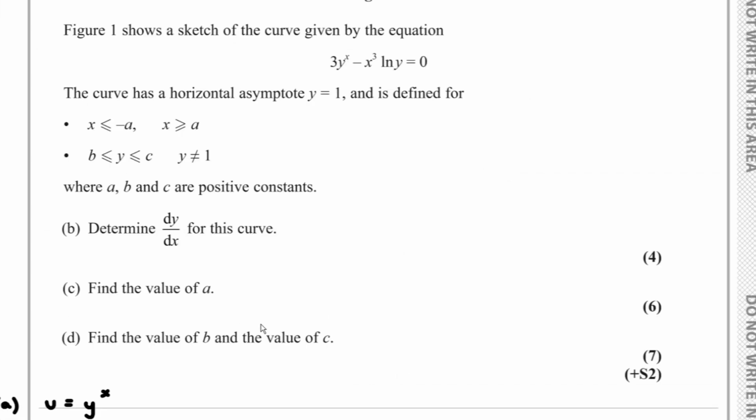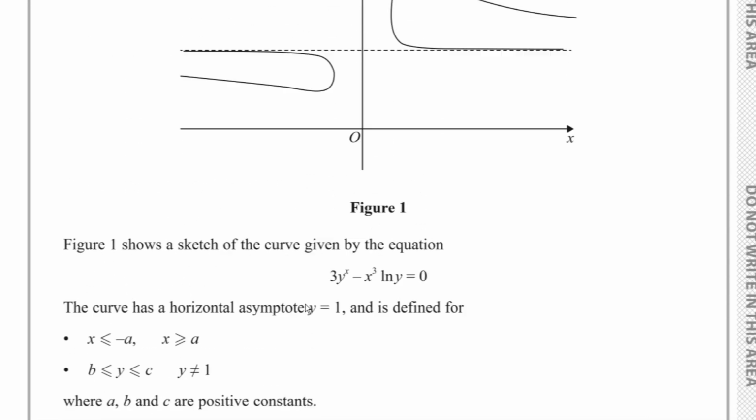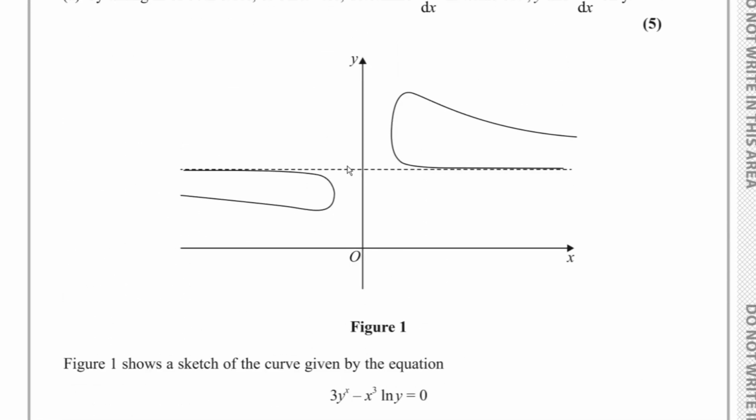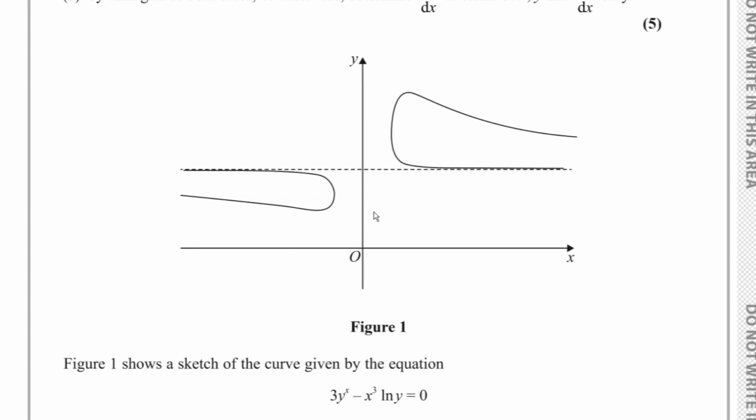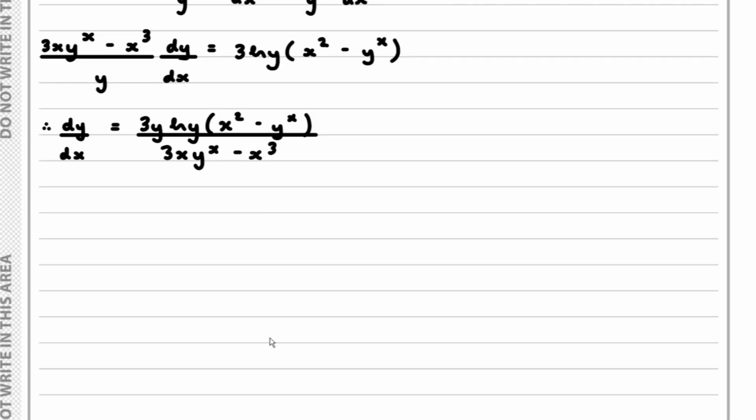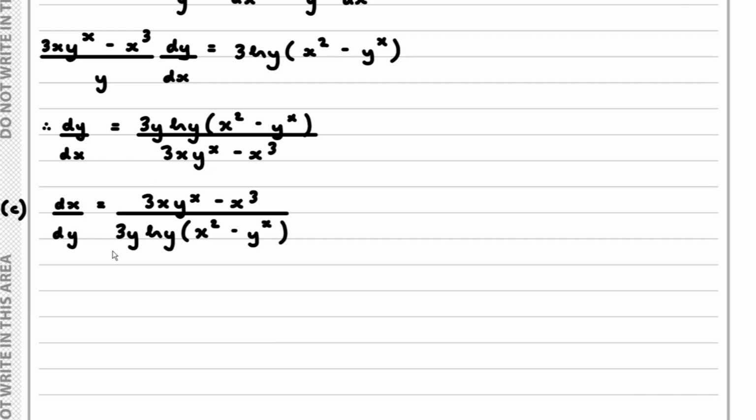Part C, we have to find the value of a. What we know from the question is we've got a horizontal asymptote at y equals 1. And where we'd have this negative a and this a would be the vertical asymptotes. And the vertical asymptotes occur when dx over dy equals 0. So our first step would be to find out what dx over dy is. And that's the reciprocal of this, which is 3xy to the x take away x cubed all over 3y times the natural log of y times x squared take away y to the x.